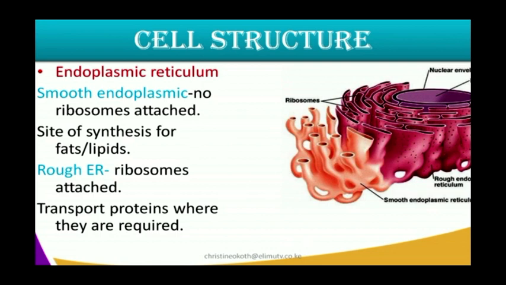Then the rough endoplasmic reticulum is called rough because the ribosomes are attached. If you look at the structure, you can differentiate between the rough endoplasmic reticulum and the smooth endoplasmic reticulum because of the attachment of the ribosomes. So the main function of the rough endoplasmic reticulum is to transport proteins where they are required. So this is a series of events. The ribosomes are the ones which synthesize the proteins. Then the Golgi bodies or the Golgi apparatus pack these proteins. Now it is the work of the rough endoplasmic reticulum to transport these proteins where they are required in the cell.